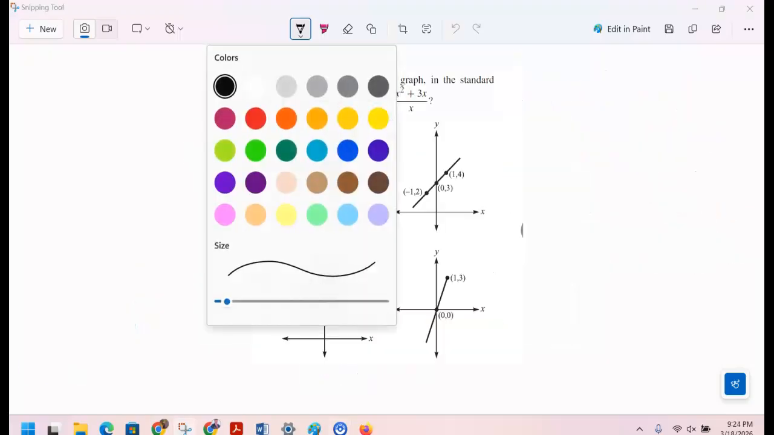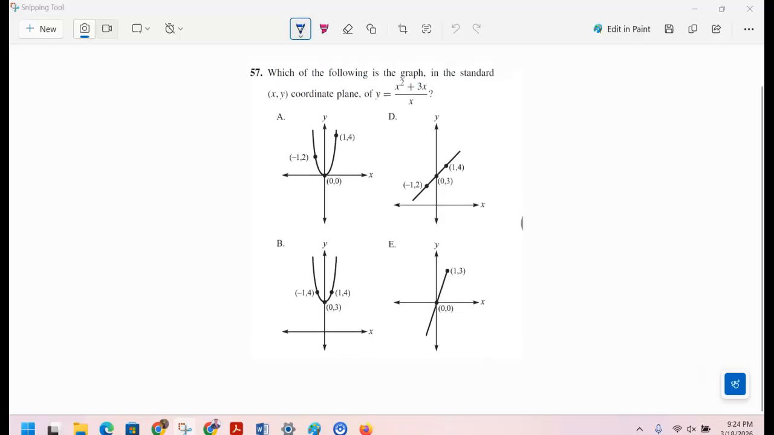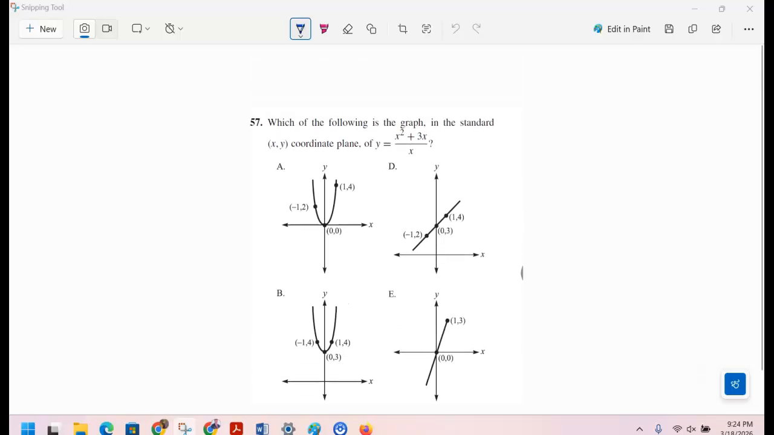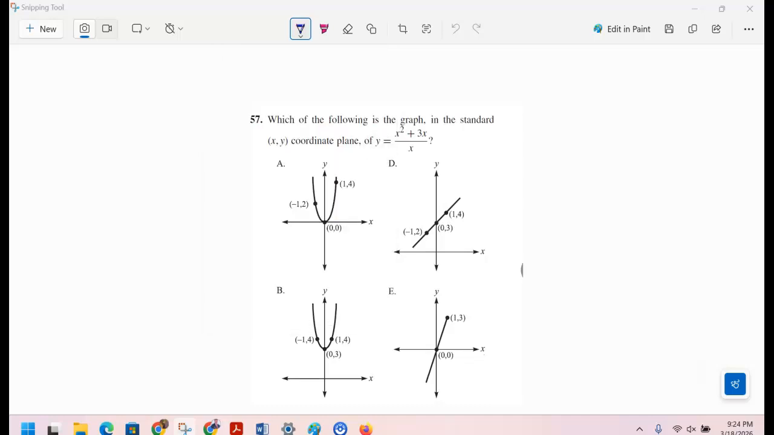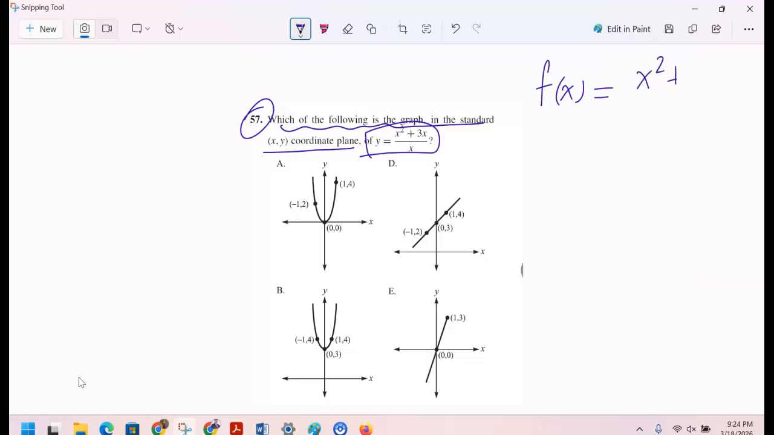Question number 50. Which of the following is the graph in the standard xy coordinate plane if y is given? So you are given y, that means the function f of x is given. So it is a standard form. It is a rational form because it has a polynomial up and down. Okay, so this is a rational function.